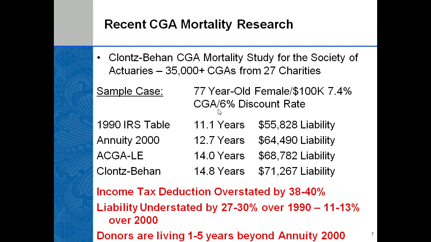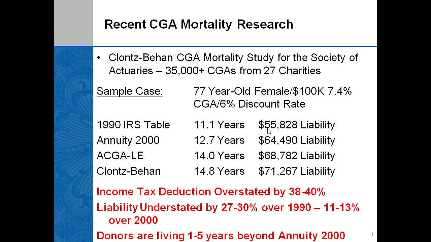If you take a 77-year-old female with a $100,000 CGA and the same discount rate, that's the same rate that you're pulling it back to the present value to understand what your current liability is, on day one, if they did a $100,000 gift annuity, and you use this 1990 IRS table, which is completely compliant for FASB purposes, it would show a liability of $55,000 by changing nothing but the mortality table.